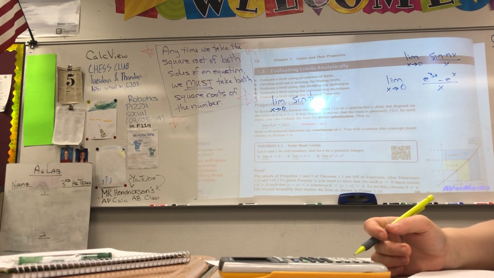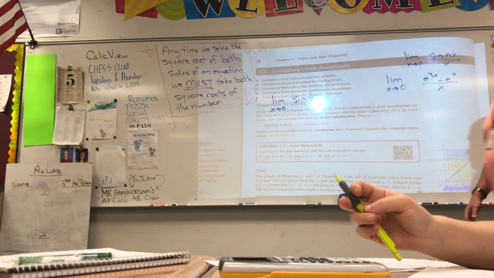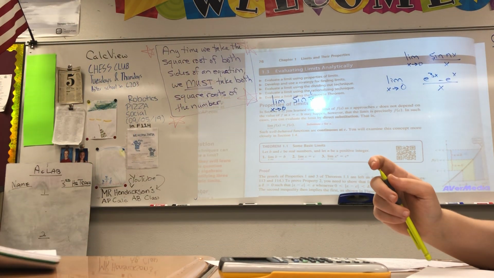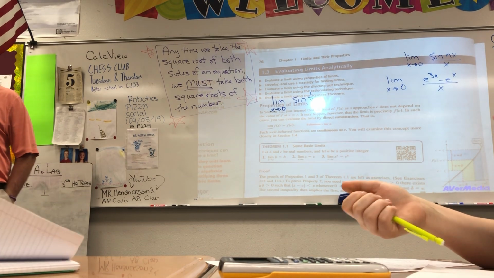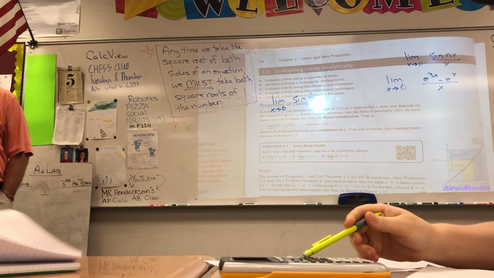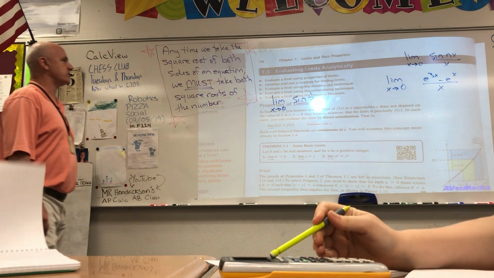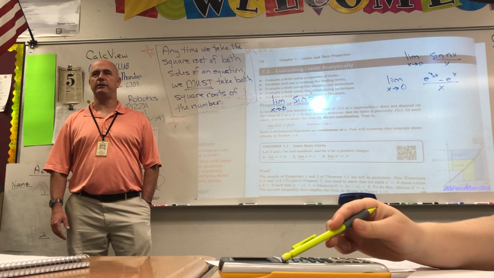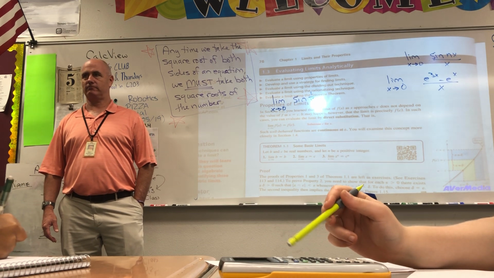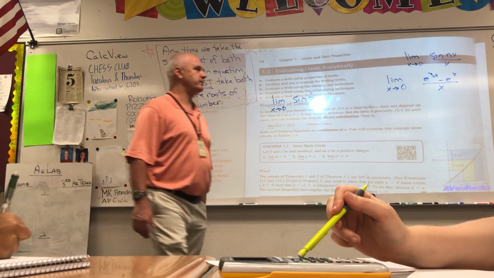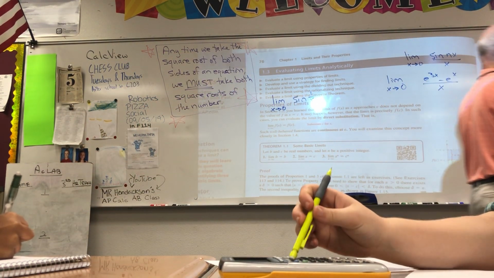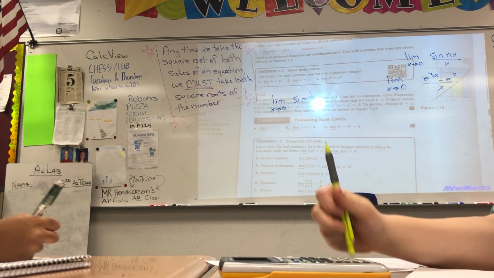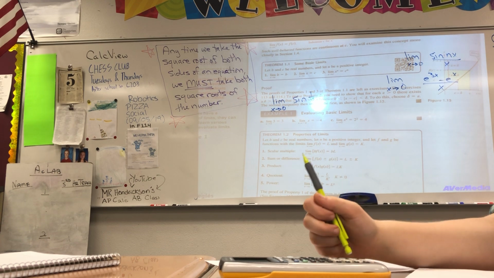All right, so section 2 dealt with limits, doing the charts numerically and graphically. Section 3 is where we really start to get into it a little bit more. We're going to do the analytical part, which means more algebra and things like that. So we're going to give you some basic limits, and these are ones that you're just going to have to know.